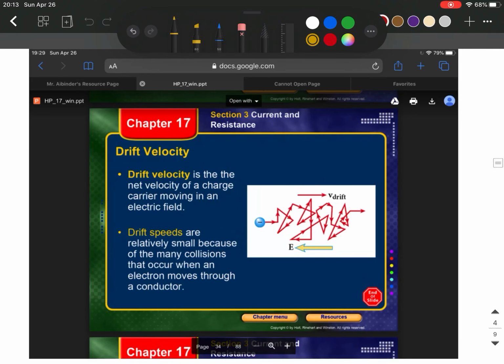So now let's talk about drift velocity. So if we have a wire and I have an electron here, drift velocity is the net velocity of a charge carrier moving in an electric field. So from point A to point B, that distance divided by how long it took for it to get there. And that would be the drift velocity. Drift speeds are relatively small because of the many collisions that occur when an electron moves through a conductor.